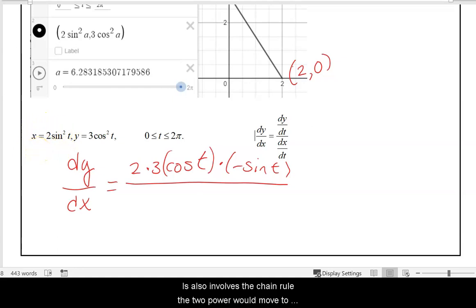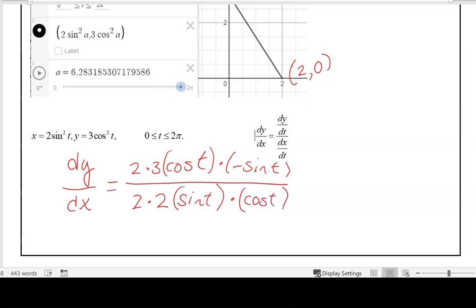This also involves the chain rule. The 2 power would move to the front to multiply by 2 sine of t, and then I would need to multiply by the derivative of the inside function. Derivative of sine would give me cosine of t. Once I have these, the rest is simply a matter of algebraic simplification.